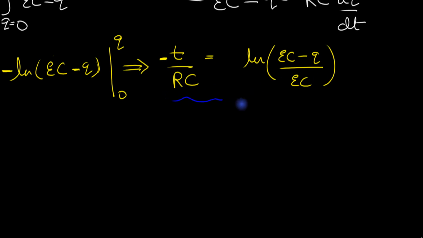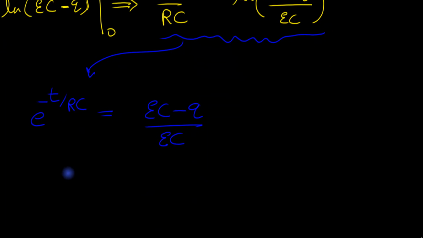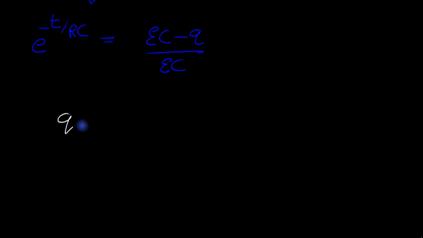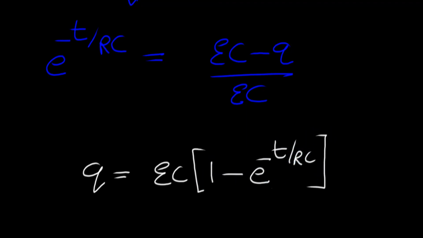So let's take anti-logarithms. I'm going to get e to the power minus t divided by RC equal to EC minus Q divided by EC. We're almost done. You just have to do some algebra now. So Q turns out to be EC, which you can take out, times 1 minus e to the power minus t by RC. Ta-da! There we have it. Let me box this.